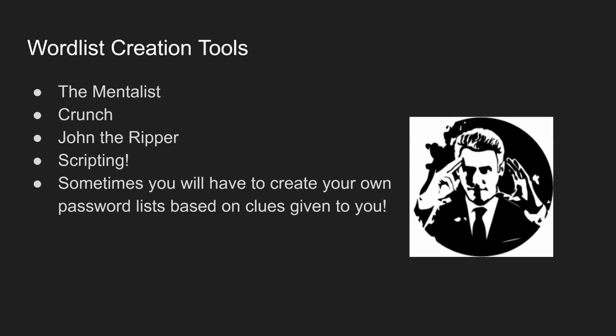So if your tool is telling you it's going to take 30 days or more to finish cracking a password, you might want to create a word list based off of hints in the challenges or other passwords that you found in the competition to narrow down what you're testing. You can create word lists using a tool called The Mentalist. I've never used that one. I've used Crunch and I've used John the Ripper to create them. You can also just create a Python script to quickly make up your own.